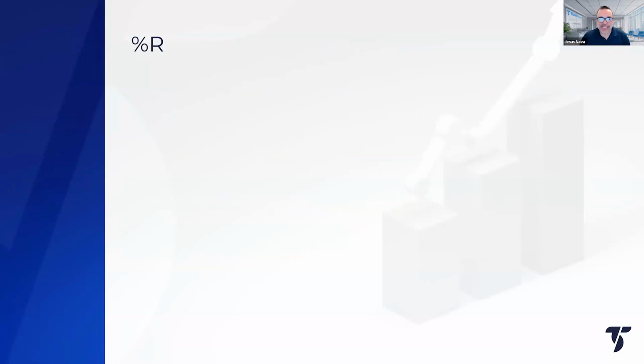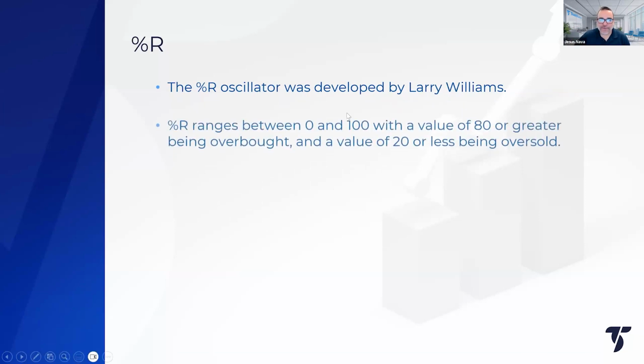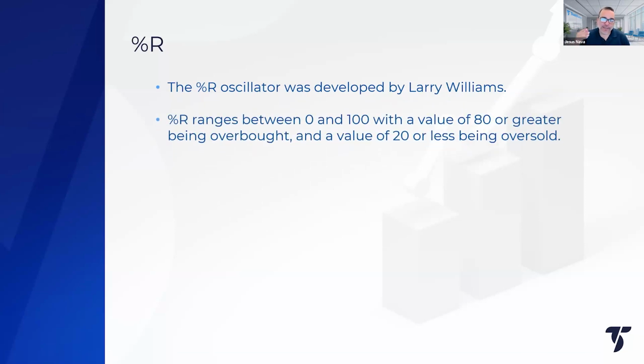So that's the stochastic. Percent R is going to be very similar because it's going to look at a high-low channel and see where the closing price is in that channel. This was created by Larry Williams. You find it in most trading platforms, and you find it in TradeStation as well. If you go to the percent or the special characters, which are usually towards the top, you find it there. Again, this plots between 0 and 100.